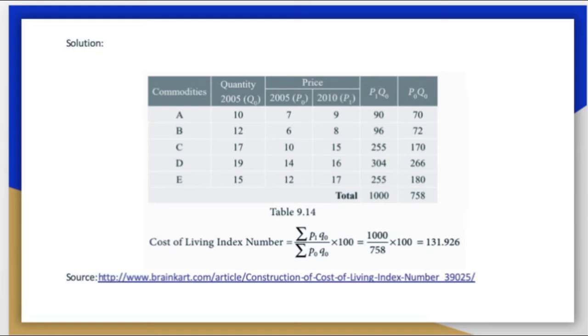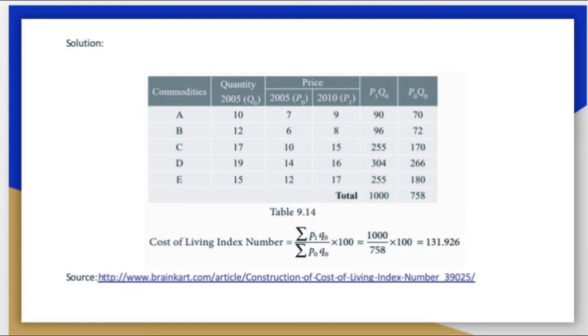So the solution you can look at here. There are 5 commodities, and the quantities purchased in 2005 are called Q naught. The price of the base year, 2005, is 7 for commodity A, 6 for B, 10 for C, 14 for D, and 12 for E. Like that for 2010, that is P1, we can look at 9, 8, 15, 16 and 17 for the commodity E.